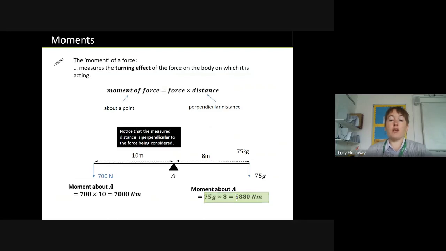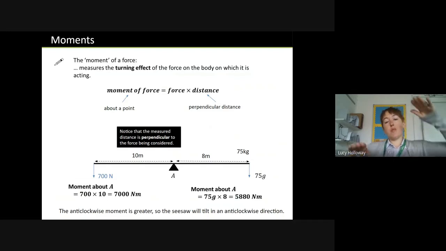So that we can tell that the moment on the left-hand side is about 7,000 Newton meters, and on the right-hand side it's 5,880, which would mean that the rod would tilt in an anti-clockwise direction because there's a greater force on the left-hand side.